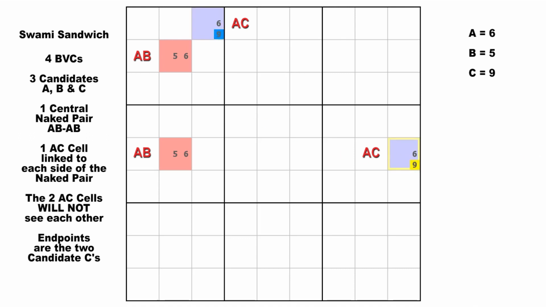So any other candidate 9 that can see both of those 9s will be false, and we've got 2 places for that to happen. We've got one here and one here. If there were a 9 in either one of those red cells, they would be false. All right, let's go to the next one.